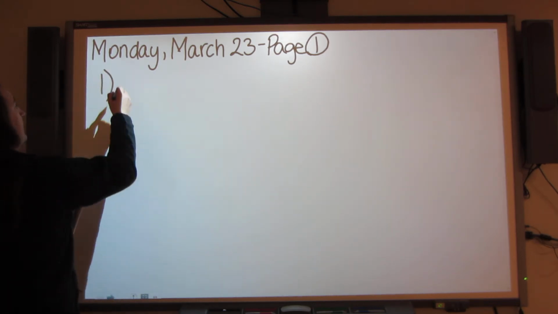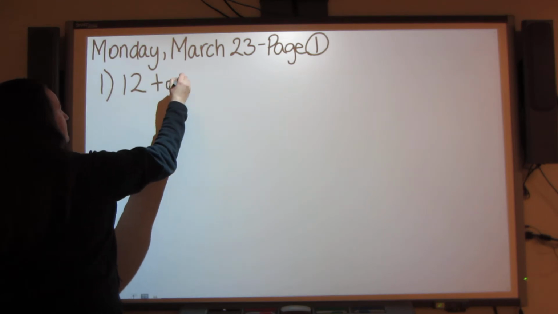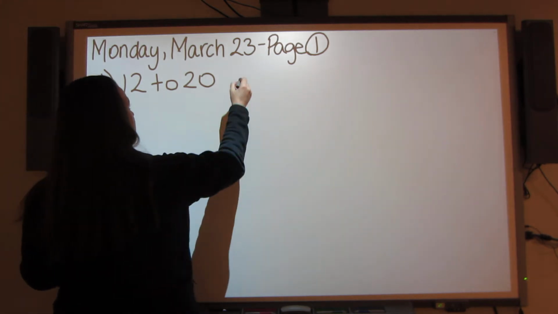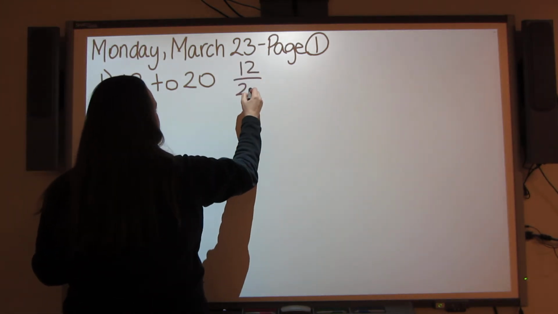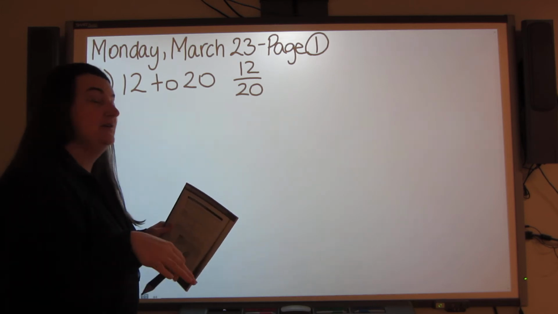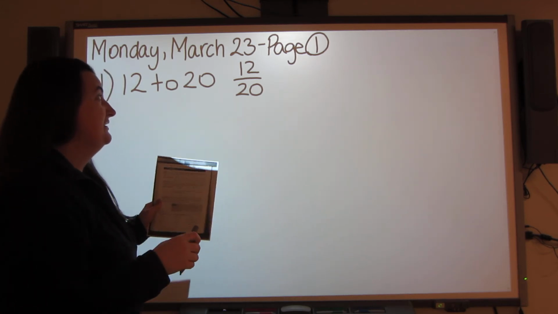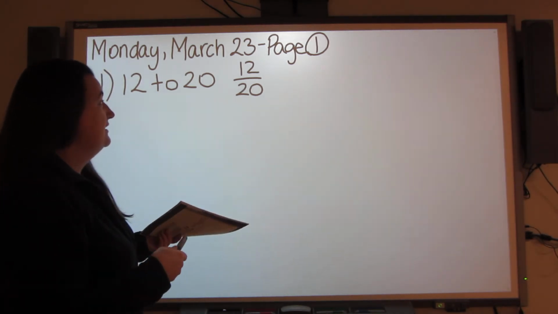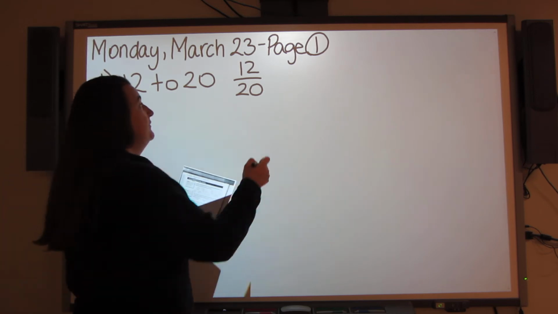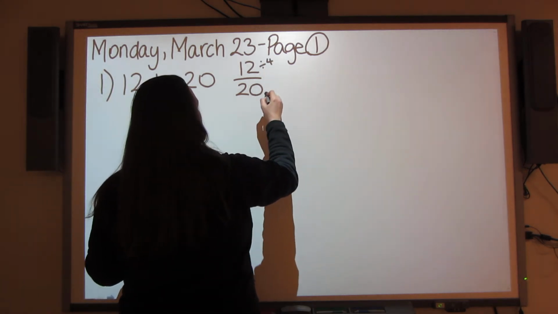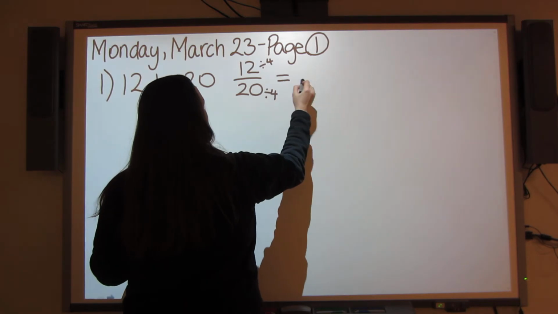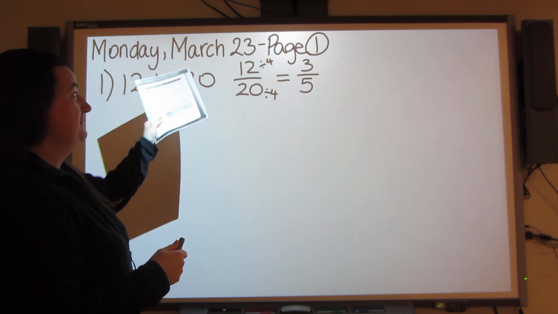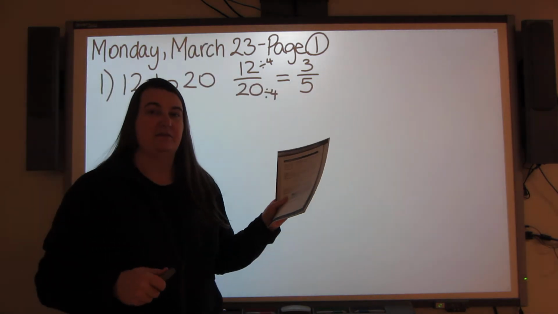So number 1, we've got 12 to 20, and you need to write it as a fraction. So 12 over 20, and then you need to write it in lowest terms. You look and you think, what number can I divide into both of those numbers to make it a smaller fraction? I can divide both of them by 4. I end up with 3 over 5, which is this ratio written as a fraction in lowest terms.